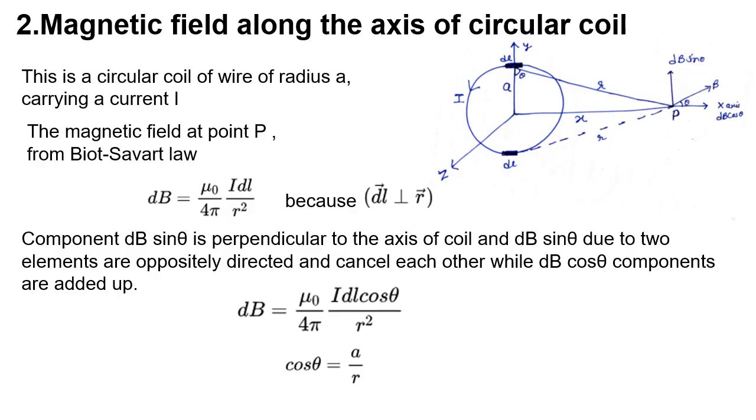Now the second application of the Biot-Savart law: the magnetic field along the axis of a circular coil.